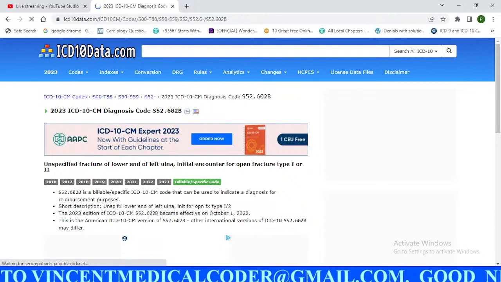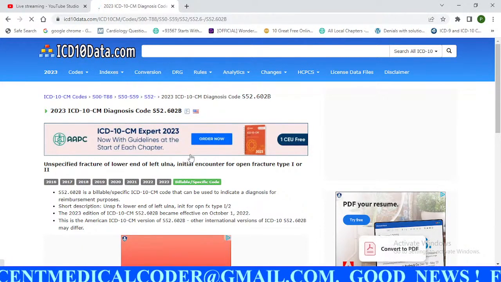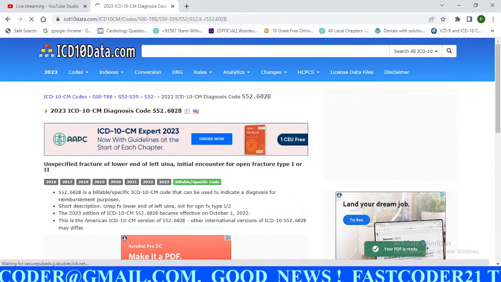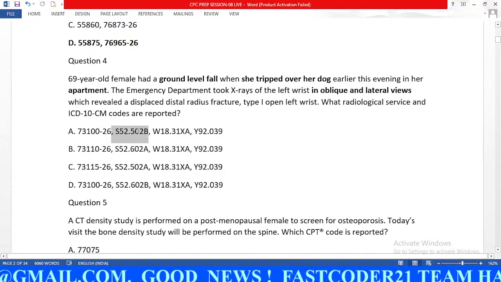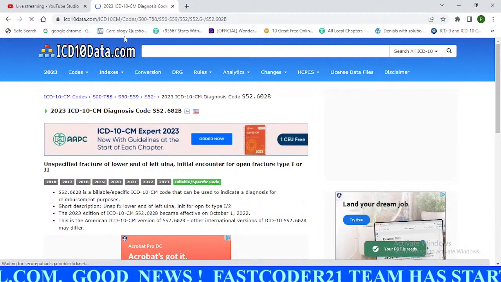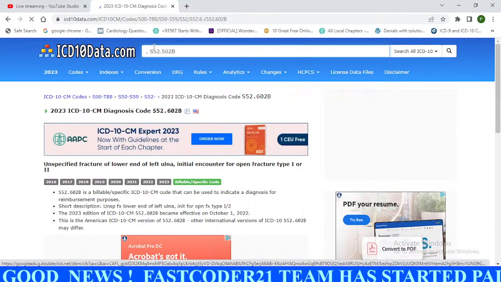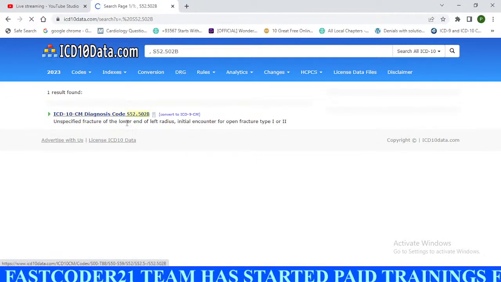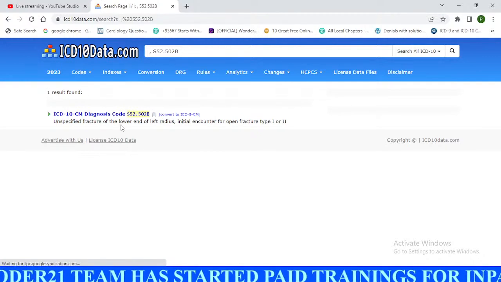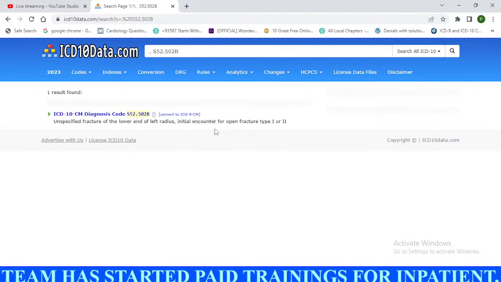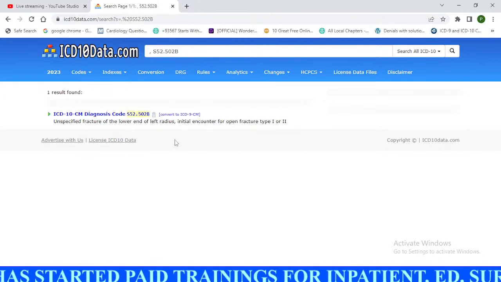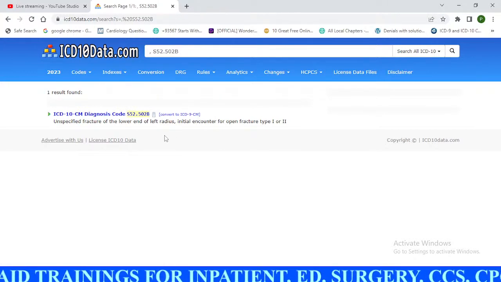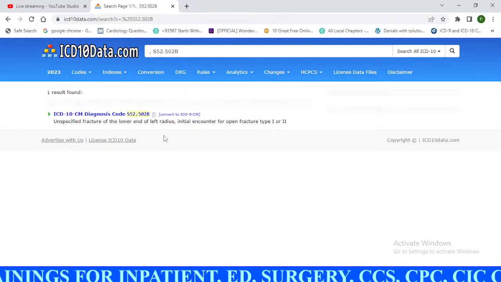So here, based on our question, the patient has a displaced distal radius fracture. Here there is no word mentioning distal radius. So we have one more option here, S52.502B. We need to check that code. So see here, unspecified fracture of the lower end of left radius, initial encounter for open fracture type 1 or 2. Lower end obviously means distal of the joint. So S52.502B is the correct answer.